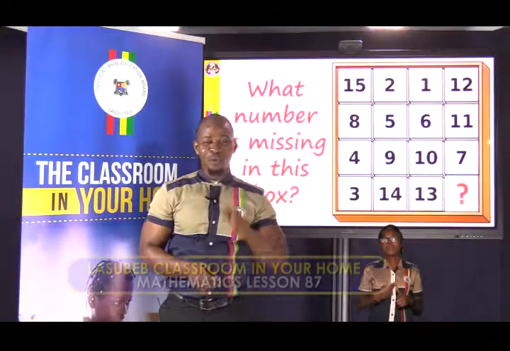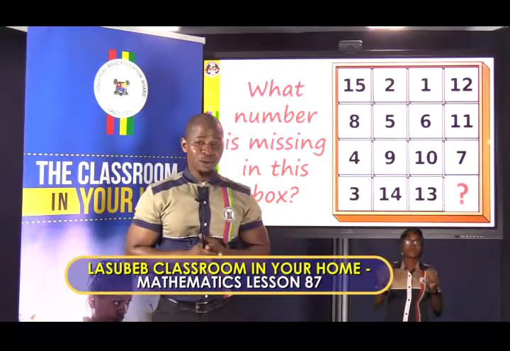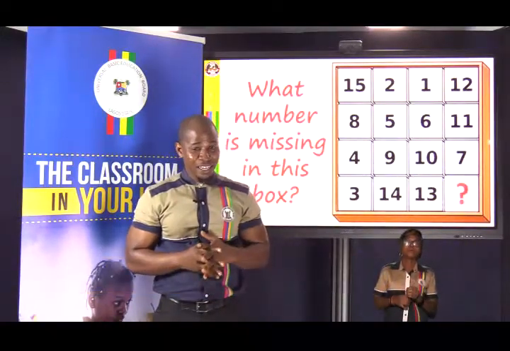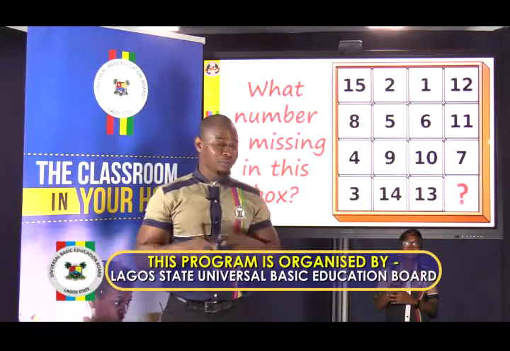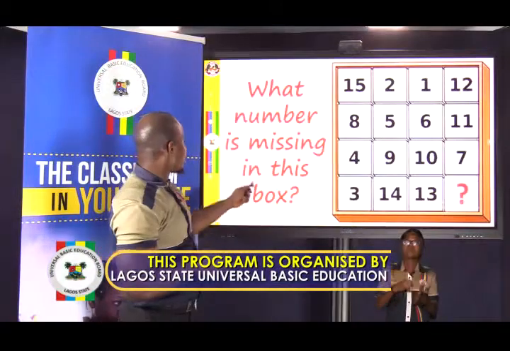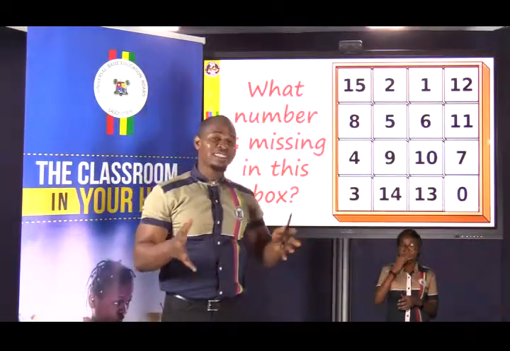Alrighty then, 1 minute is up. Were you able to figure it out? Almost there? You got the number. What is the number? Well, the correct number that is supposed to be here is 0. And why is it 0?